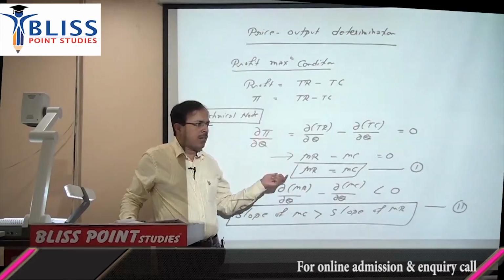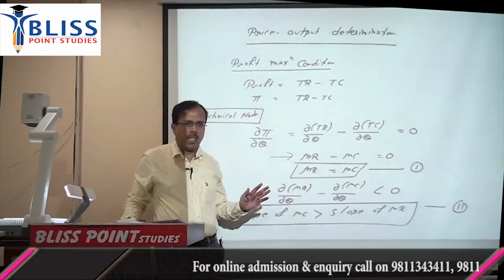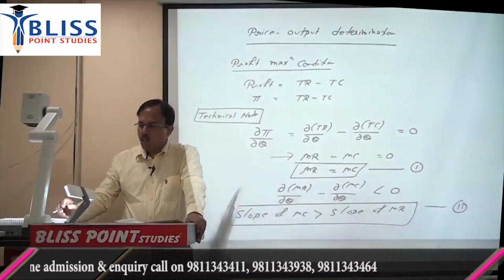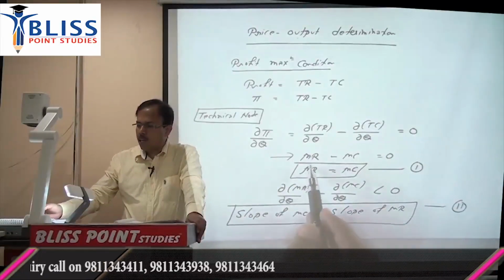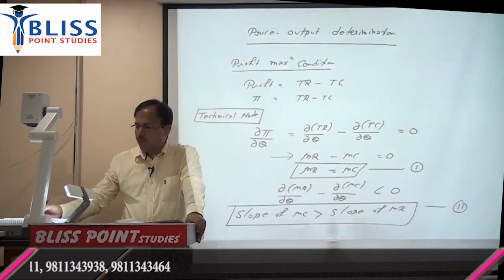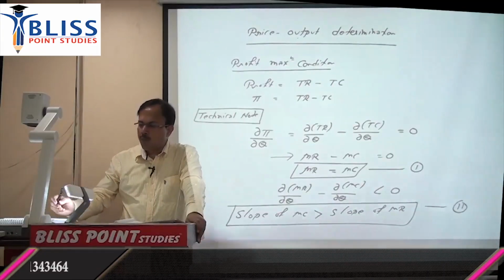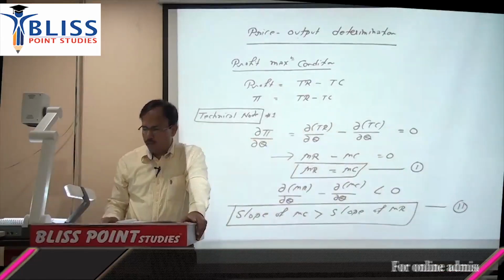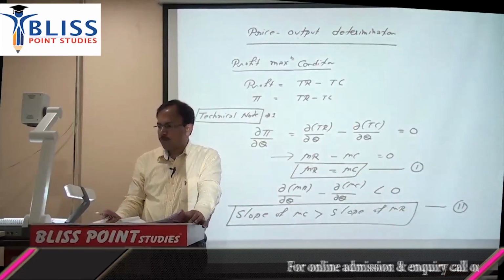ठीक है, वो मैथमेटिकली वहाँ समझाना नहीं है कि ऐसा कंडीशन कहाँ से आ रहा है, बट मैथमेटिकली यू नो हाउ दैट कंडीशन इज बीइंग डिराइव्ड. सो द प्रॉफिट गेट मैक्सिमाइज व्हेन MR इज इक्वल टू MC एंड स्लोप ऑफ MC इज ग्रेटर देन स्लोप ऑफ MR. सो दिस योर टेक्निकल नोट नंबर 1. फर्स्ट कंडीशन ये.